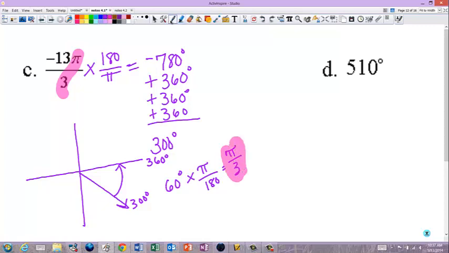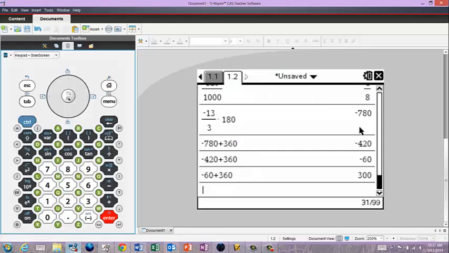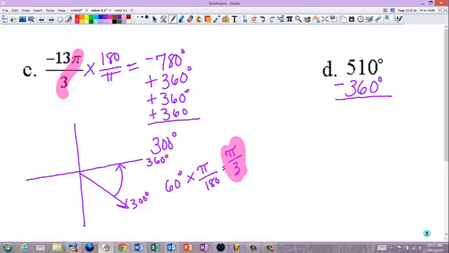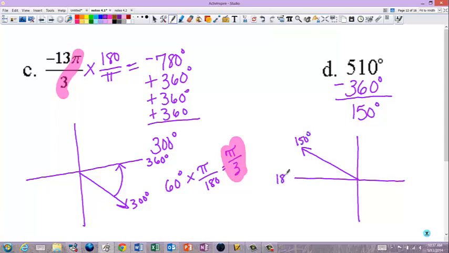510 is too big to be on my circle, so I subtract 360 to get something that's on the circle. 510 minus 360 is 150. Okay, 150 is here. 180 is here. The distance is 30 degrees. So my reference angle for 510 is 30 degrees.